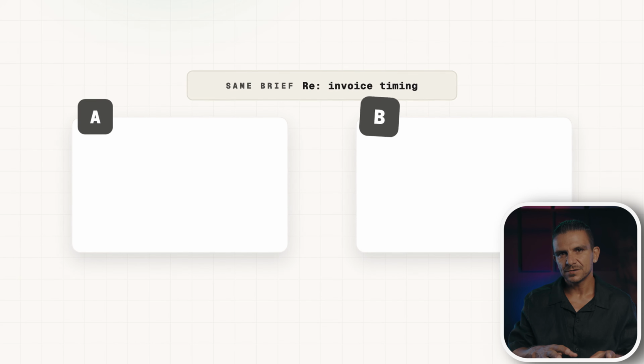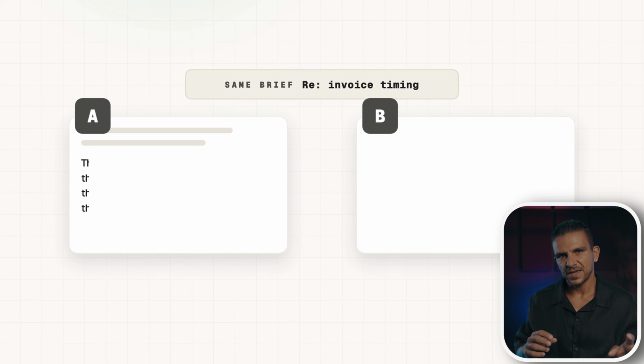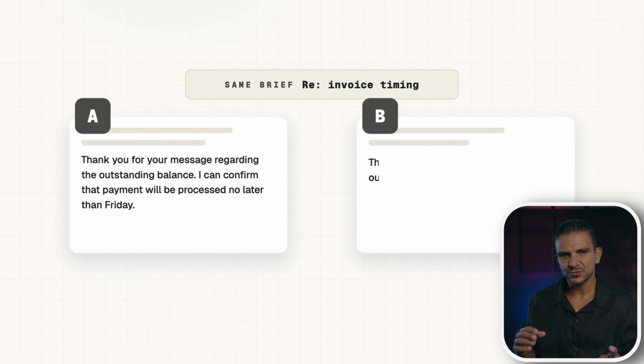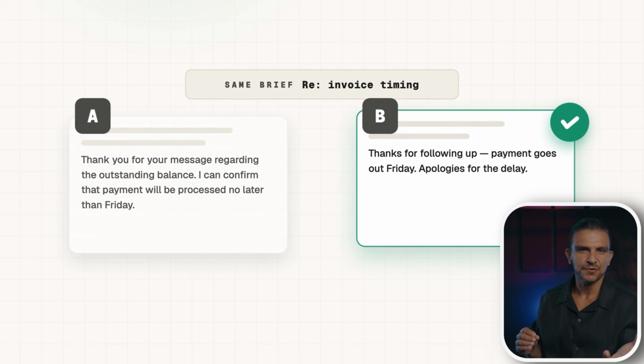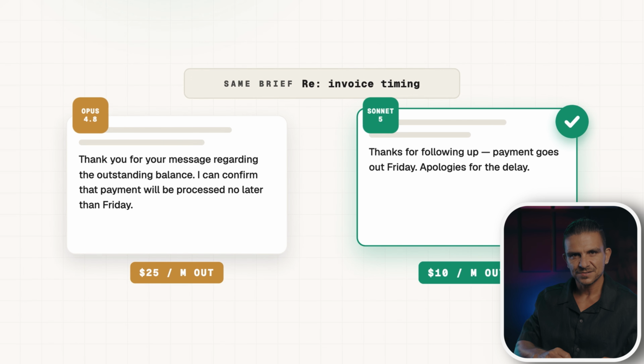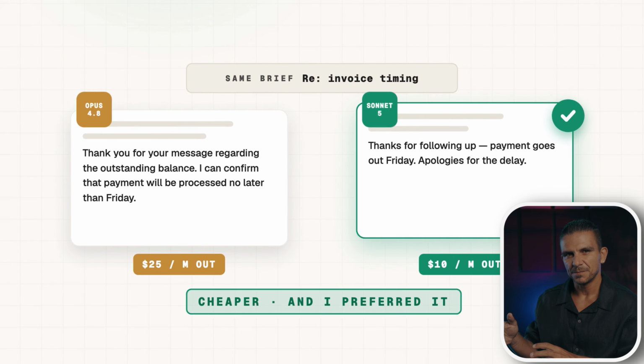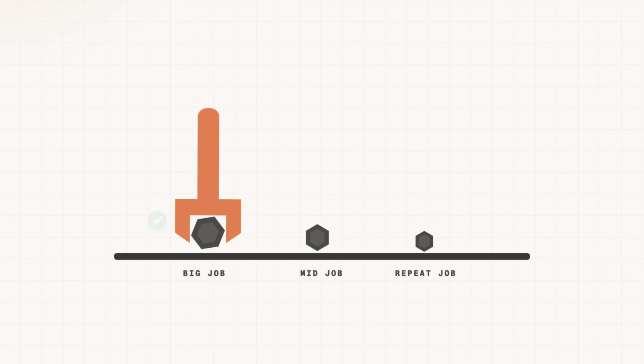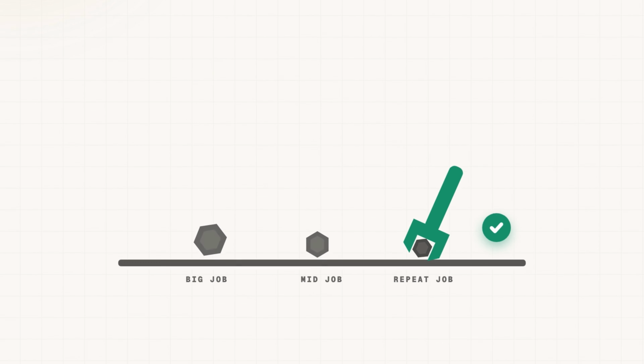Then use Sonnet to execute repeated work at a lower price. A cheaper model is not automatically worse. I gave Sonnet and Opus the same client email to rewrite. I preferred Sonnet's version. It cost less, and it sounded better for that particular job. The best model is not always the most expensive. It is the model that fits the task.